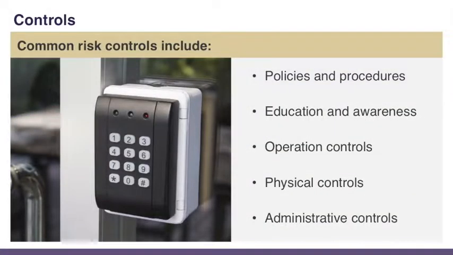The last ERM step that we'll discuss is controls. You can use controls to manage your risk and to mitigate it. Common risk controls include policies and procedures, education and awareness, operational controls such as documentation, physical controls such as door locks, and administrative controls such as segregation of duties.